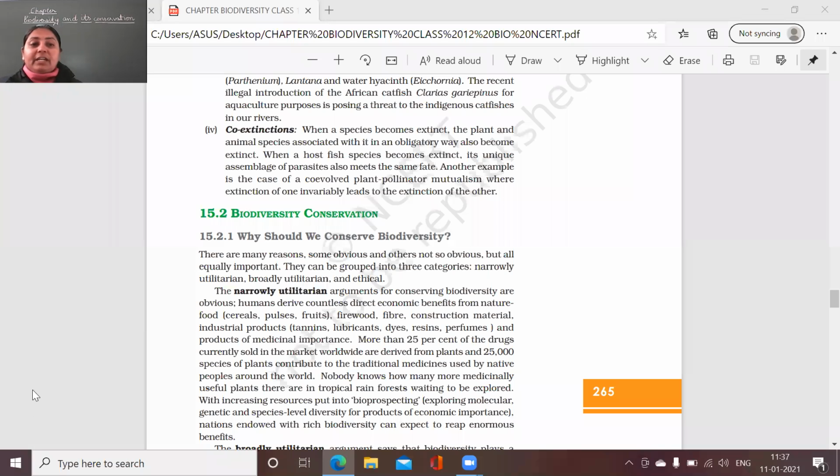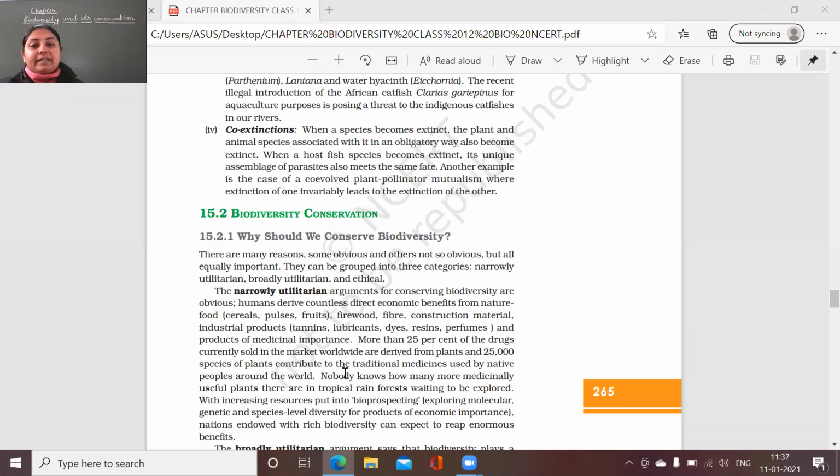And sometimes we also satisfy our demand in the form of medicines from nature. Okay, there are so many plants which yield us medicines. So because of all of these demands, as they are satisfied by nature, it is our primary duty that we have to conserve biodiversity if we want to fulfill our demands.